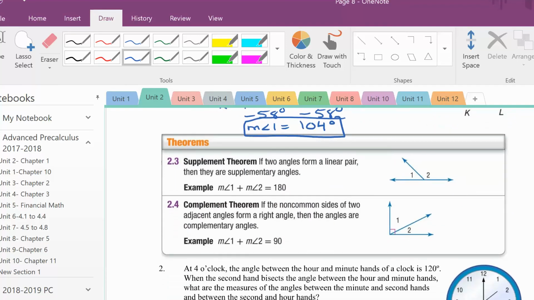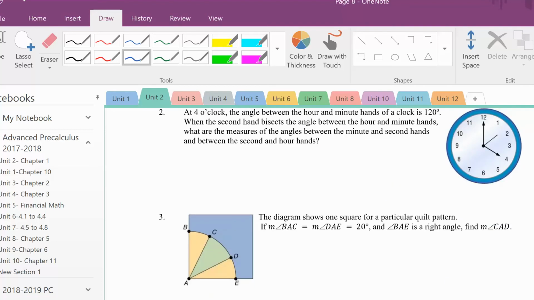There's also what's called the supplement theorem. If two angles form a linear pair, they are supplementary angles, which means when you add them together, they equal 180. The complement theorem is if the non-common sides of two adjacent angles form a right angle, so if angle 1 plus angle 2 equals 90, then the angles are complementary, which means they add to 90.